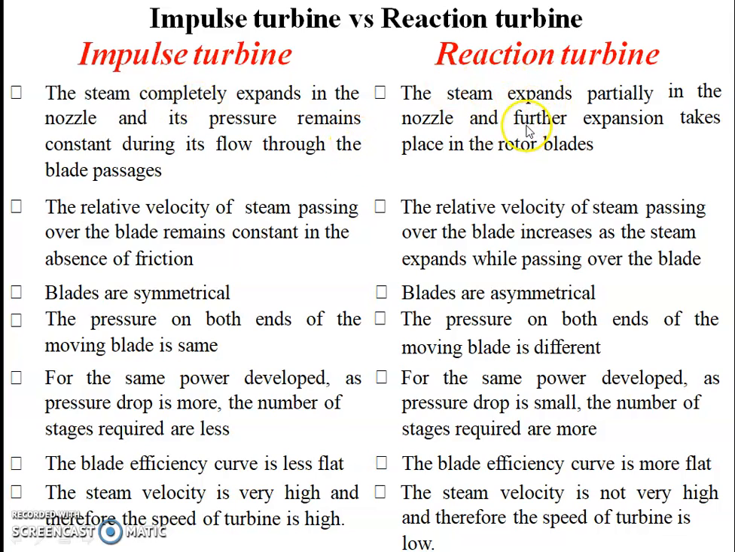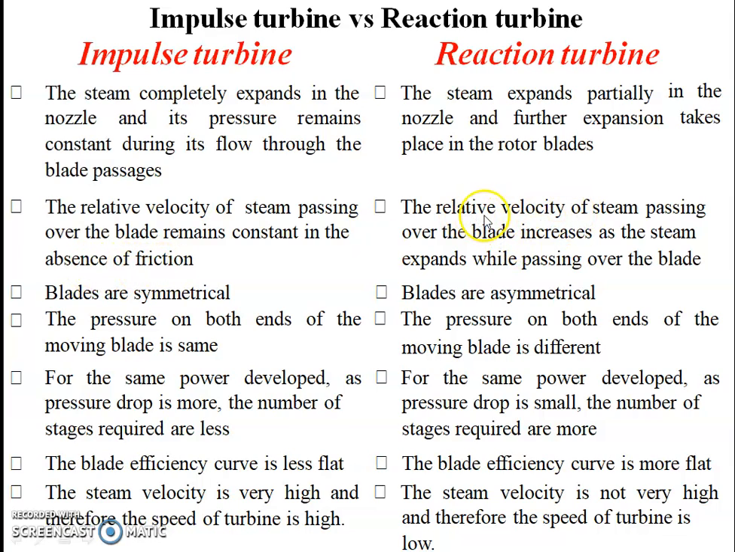But in the reaction turbine, the steam is expanded partially in the nozzle and further expansion takes place in the rotor blade. In the reaction turbine, the steam is expanded 50% in the nozzle section and 50% in the blade section. In the impulse turbine, the relative velocity of the steam passing over the blade remains constant in the absence of friction.